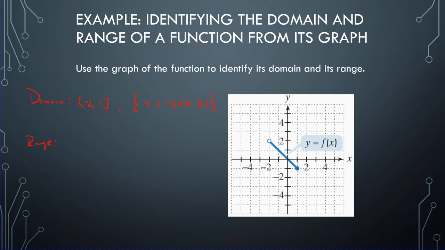And the range, well, looks like, now this is important. It starts, what value is this on the y-axis? This is -1. Closed circle, so it's going to include -1. And it goes all the way up to 2, but open circle. So it's the y values such that -1 is less than or equal to y, which is strictly less than 2.